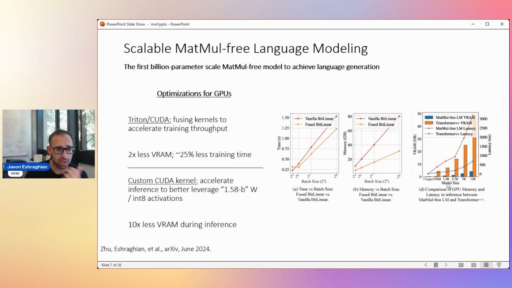This plot here is comparing the VRAM used by Transformer++ against that with matmul free. That's on the left y-axis, and on the right y-axis, we have the same thing with latency. In this case, lower is better: lower memory, less latency, so all is good. The x-axis sweeps across a variety of model sizes. We've gone up to 13 billion.